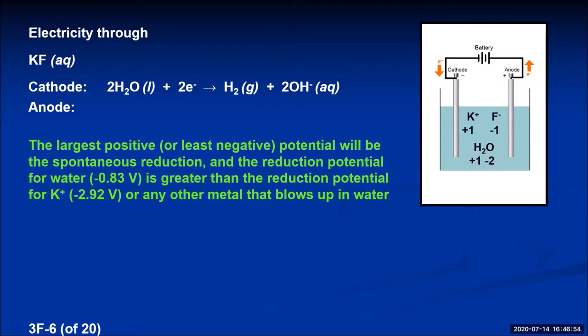At the anode, what oxidation are we going to have? Let's go to the anion in the dissolved salt, which is fluoride. Fluoride can go from a -1 charge up to 0. So F minus turns into F2. To balance it, two F minuses go to F2. And to balance the charge, two electrons would go on the product side of the oxidation half reaction.